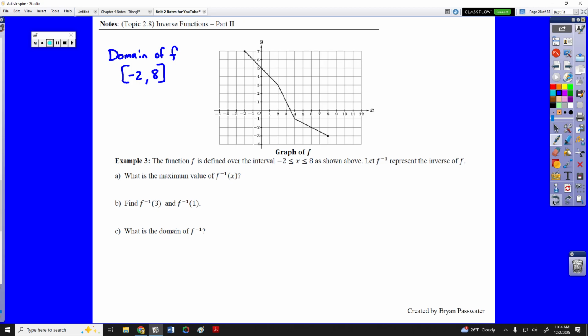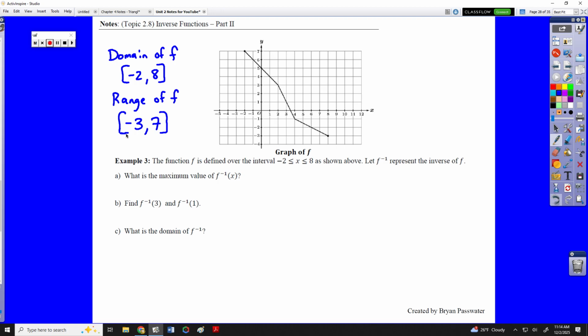Then we need to know the range as well. The range of f is the minimum value, which is -3, to the maximum value, which is 7. So the range, bottom to top, would be -3 to 7. That is the values that y, the output, can be. Remember what this means: the output and input will get switched in the inverse.